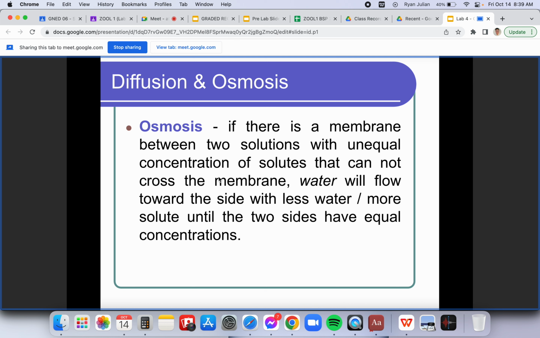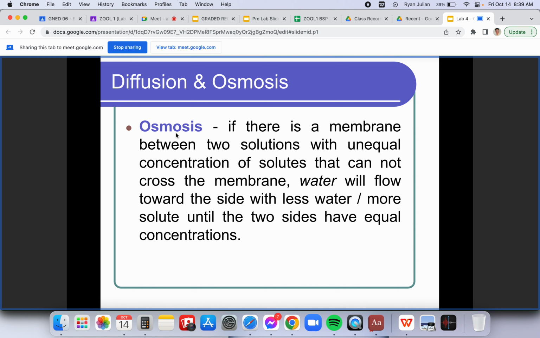What about osmosis? On the other hand, when we say osmosis, this is very contrary to diffusion. In osmosis, if there is a membrane between two solutions with unequal concentrations of solutes that cannot cross the membrane, water will flow toward the side with less water or with more solute until the two sides have equal concentrations. Similarly to that, this is where the equilibrium takes place.